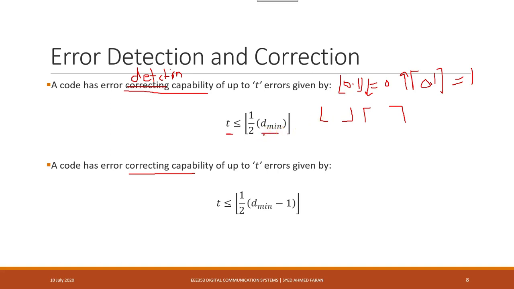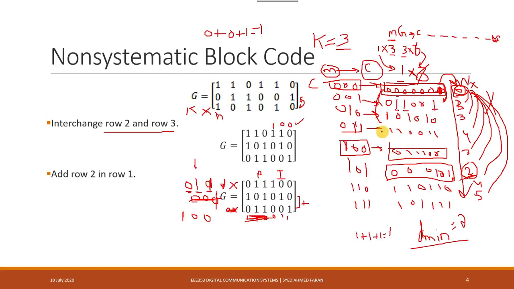So since the value of d min for us is 2, 1 by 2 into 2 is equal to 1, and the floor of 1 is equal to 1. It's already an integer value. So the error detection capability is equal to 1 bit. So we can detect a 1 bit error with these codes. We can detect 1 bit of error with this set of codes because the d min is equal to 2. So obviously detection is one of the things that this channel code can do.